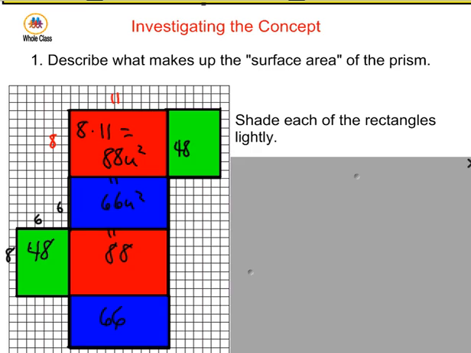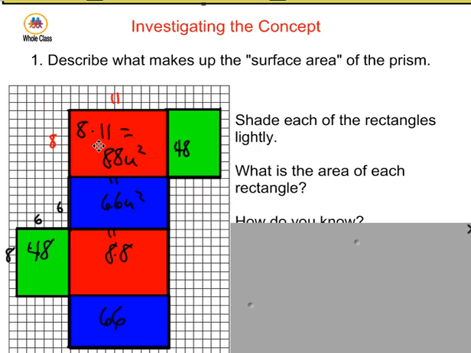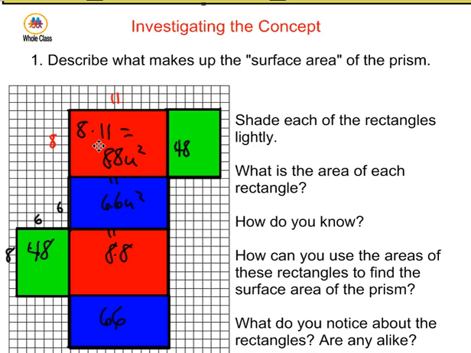So if we know the area of each individual rectangle, we know the surface area by doing what? Adding them all together. So we do 48 plus 66 plus 88 plus 66 plus 88 plus 48. And that would give us our area.